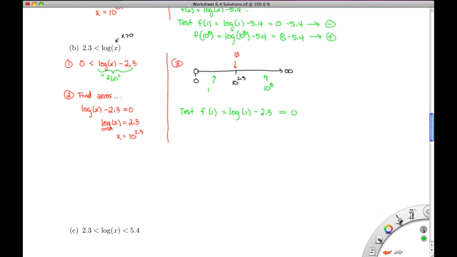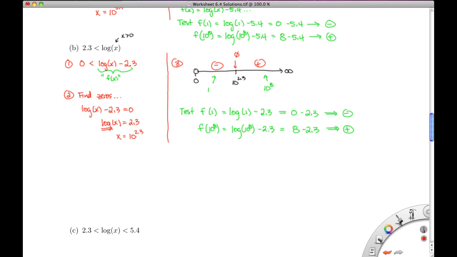That's going to be equal to 0 minus 2.3, which is going to yield a negative number. And if we test f of 10 to the power of 8, we get the log of 10 to the power of 8 minus 2.3, which is going to give us 8 minus 2.3, which will yield a positive number. So now we can go up to our sign diagram: negative interval, positive interval, interpret.